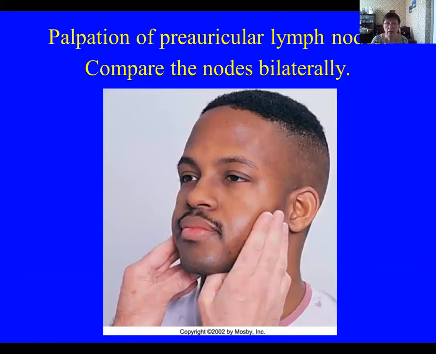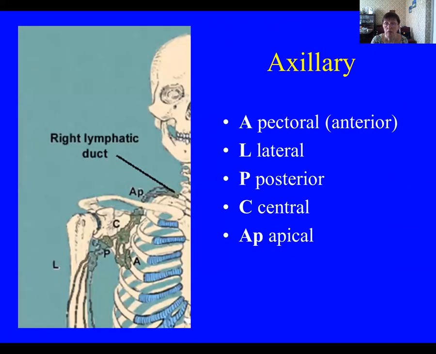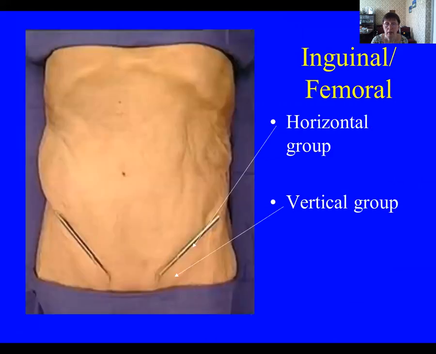And once more, I'd like to tell you that you need to compare nodes bilaterally, on both sides. And here is the example of palpated posterior cervical nodes. Normally, they are not palpable. We should then also examine axillary nodes, then inguinal nodes, of course.